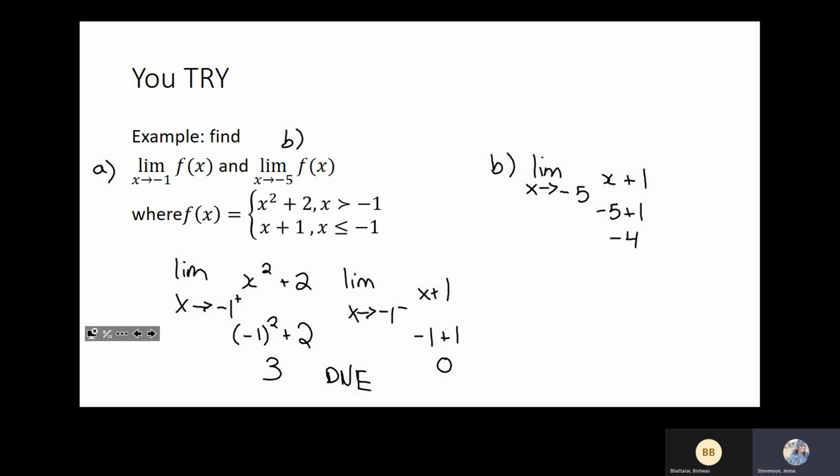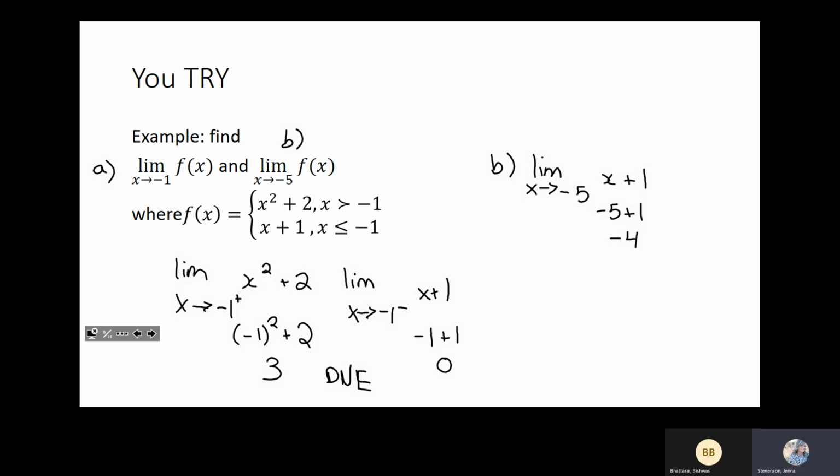Okay, so for the first one, you should have got that the limit does not exist. So that a value equals that b value. The first one we get a value of 3. The second one we got a value of 0. So this one does not exist because the left and the right hand don't approach the same value. That is the break in our graph.